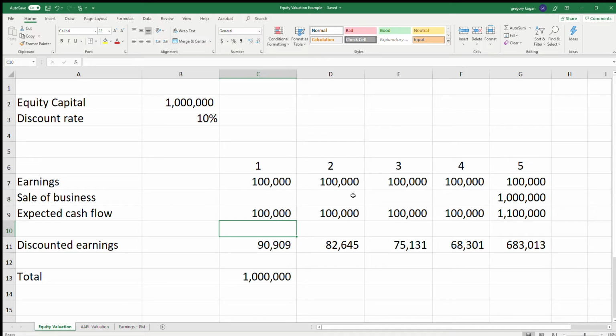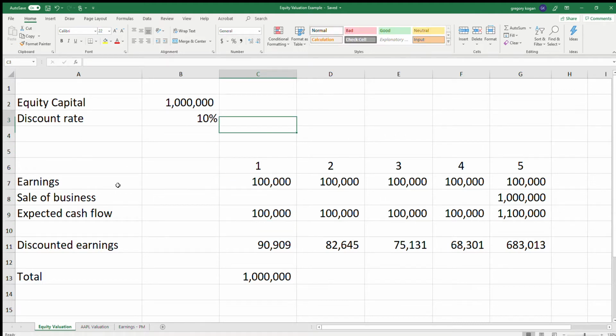Hi everyone, in this video we're going over an introduction to equity valuation. So we're going to go over the components of equity valuation and how they interact with each other.